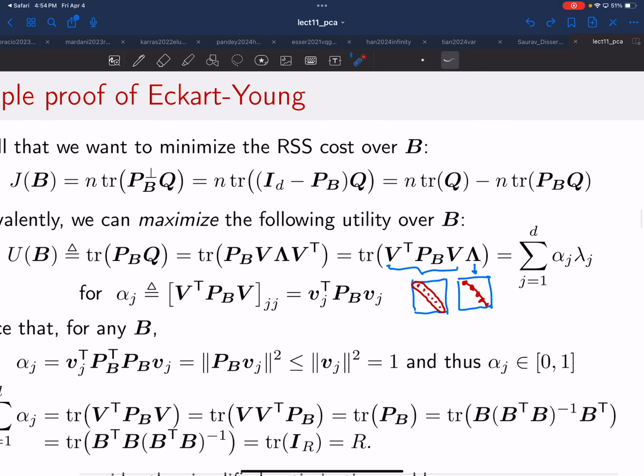Okay, so here's the full definition of the alpha j's. We create this full matrix, and then for the jth one, we just look at the jth diagonal term of this matrix. And if you want to go even further, how do you compute that jth diagonal term? Well, you would take the jth column of V here and here, and you'd make the quadratic form like that, and that would give you the alpha j term.